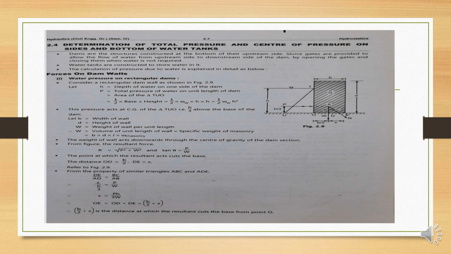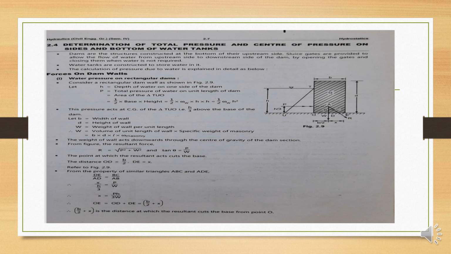Okay, what pressure is applied on the base side? That is omega into h. That's why the base is omega into h, and the height is again h. That's why it is half into omega h square. Okay, we get the pressure formula: half into omega h square. Okay. Now the pressure acts at the CG of the triangle TUO, that is h by 3 above the base of the dam.